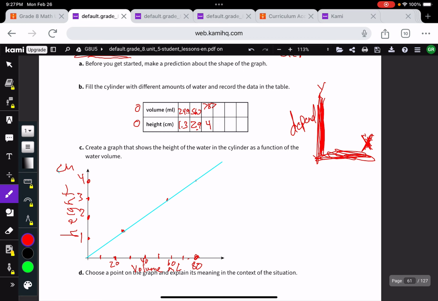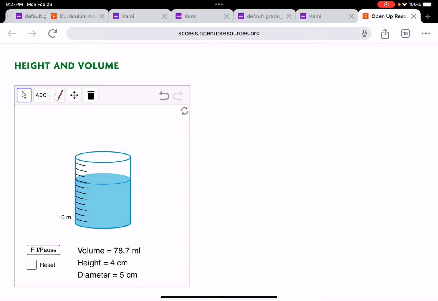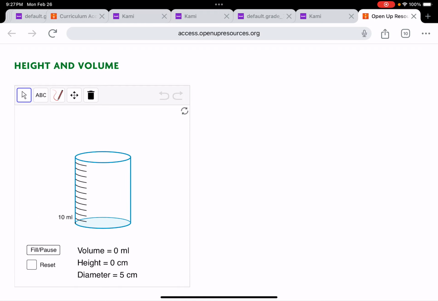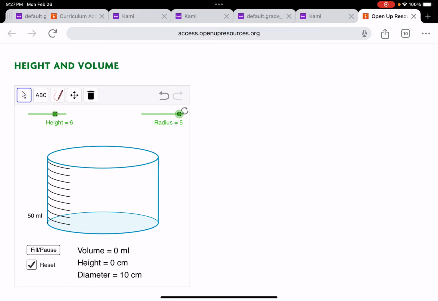Now, watch this real fast. What if I switch this? I'm going to hit reset, and let's make this super wide. Let's make the diameter 10 centimeters. The height is the same, but we've just made this really wide. So if I start filling this, let's go ahead and write down some data. There we go. So volume is 201 when the height is 2.6.